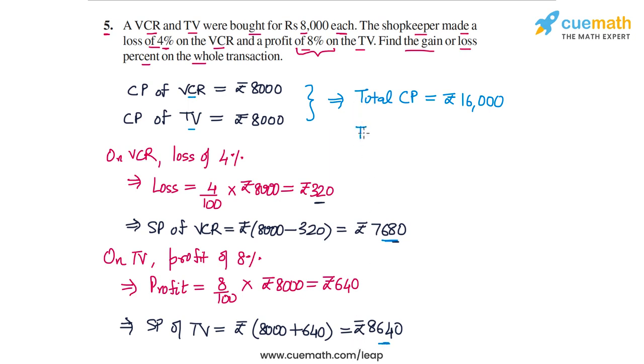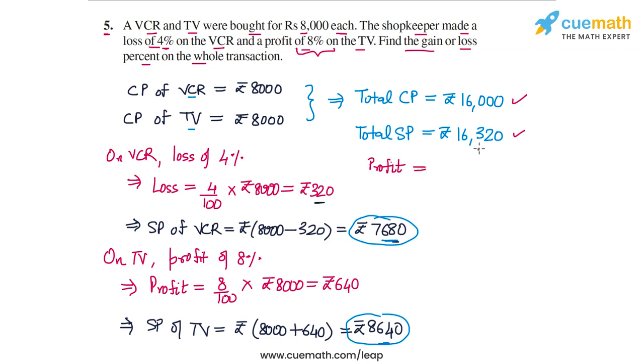So the selling price of the VCR is 7,680 and of the TV is 8,640, and from here we can find the total selling price of the two items. So the total selling price is this amount plus this amount, and this is equal to rupees 16,320. So the shopkeeper buys the two items at 16,000 and sells them at 16,320. So clearly he has made a net profit. And what is the profit amount? The profit amount is rupees 16,320 minus rupees 16,000. So the profit is rupees 320.